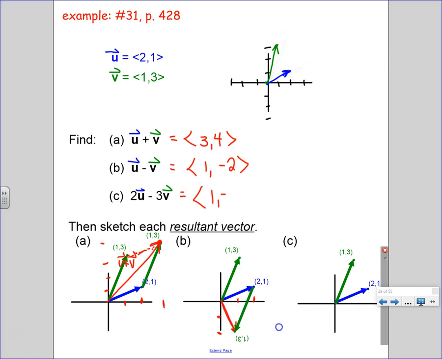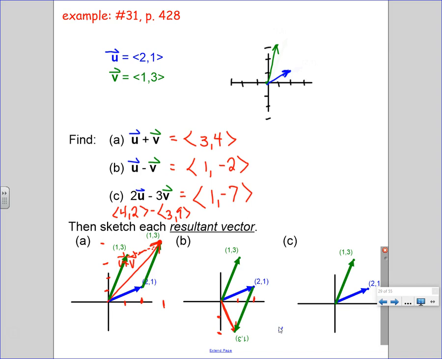Okay, sorry. 1, negative 7? Because you would have needed to multiply 2 times both of these, right? 2u would have ended up being 4, 2 minus 3v. We'll have to do it all mental math, and that'd be 3, 9. And then 4 minus 3 is 1, 2 minus 9 is negative 7. Oh man, how does that work?